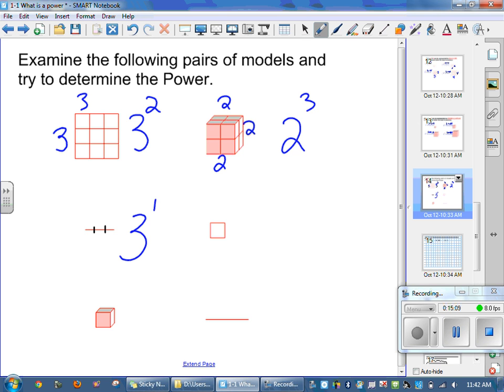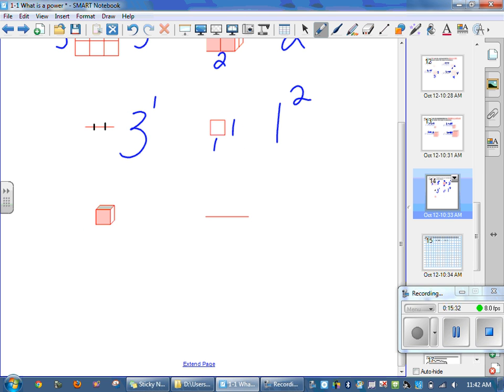This one on the right-hand side. What do we have for this one? Let's have a volunteer. I'll pick a victim. 1 squared. Perfect. We have 1 by 1. Okay, on the very bottom. What do I have on the bottom there? Bottom left. Yes, sir. 1 cubed. Excellent. Length, width, and height. All ones.